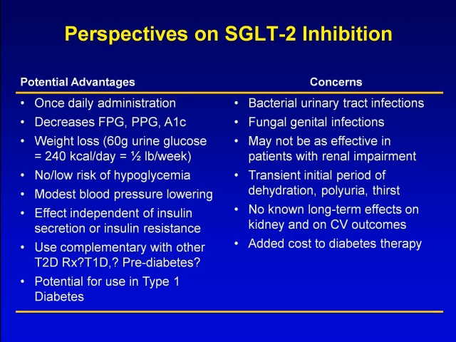So in conclusion, there are many advantages and some concerns with SGLT-2 inhibitors that we have discussed. They are easy to administer once a day in tablet form. They lower fasting, postprandial glucose, and A1C. They cause weight loss, and some of that may be related to the 60 grams of glucose in the urine, which is 240 calories, which could lead to half a pound of weight loss. They do not increase hypoglycemia by themselves.